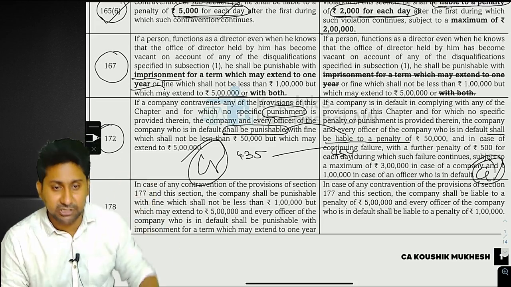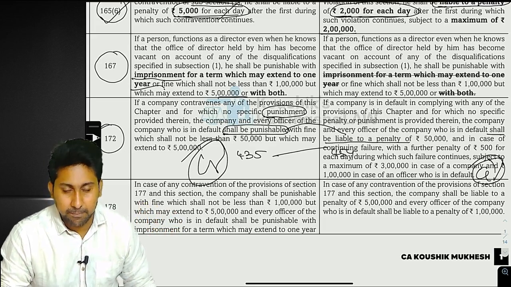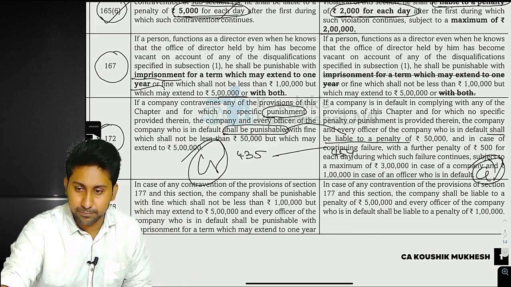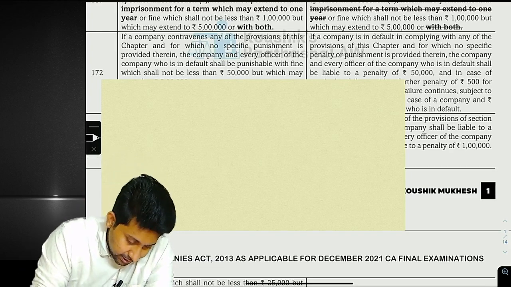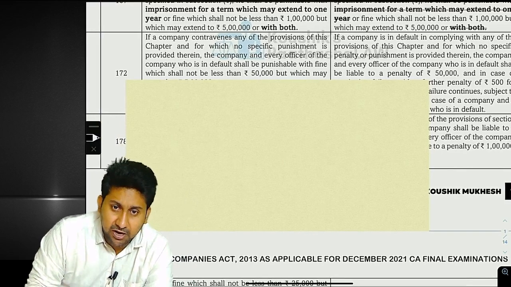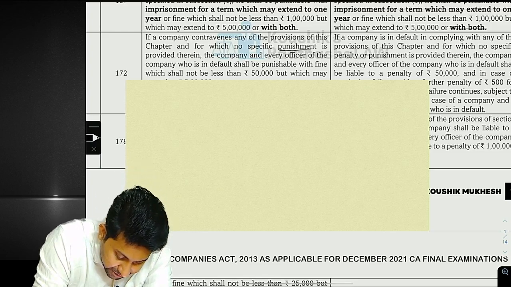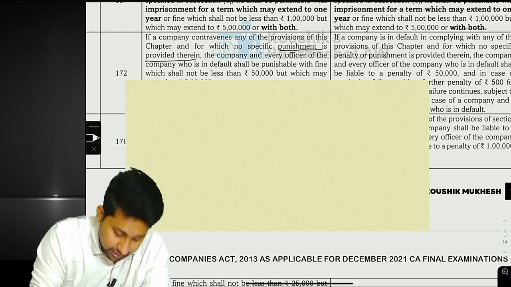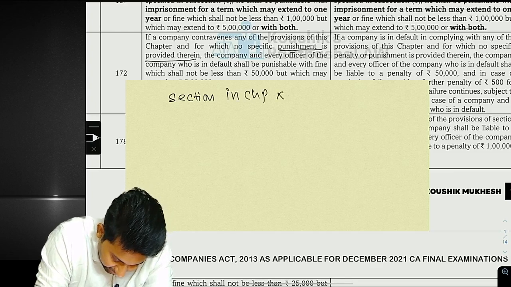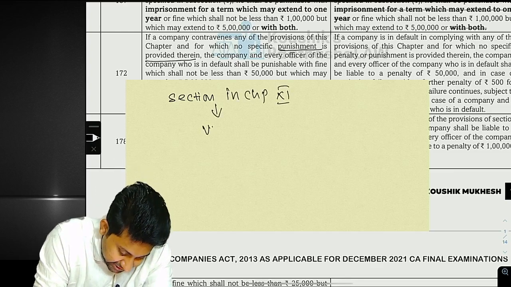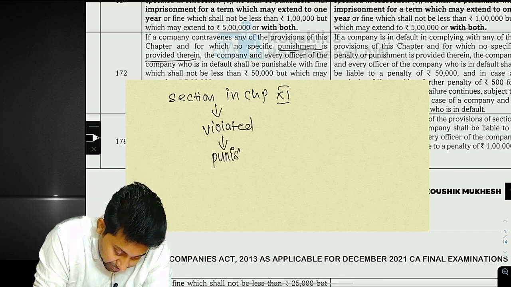One very important observation beyond this. The next important point of amendment in this section is what they used to say previously: if a company contravenes any provision of this chapter for which no specific punishment is provided. Means what? There is a section in Chapter 11 which is violated, and that violation doesn't have any punishment.